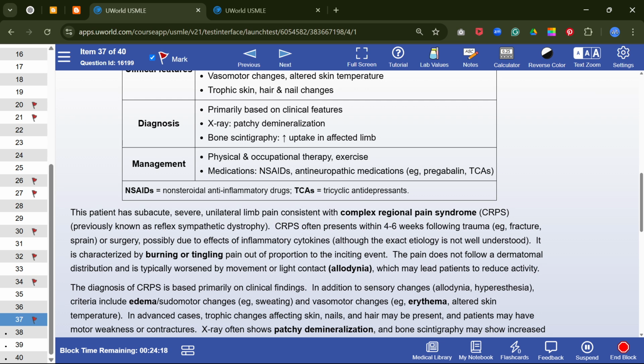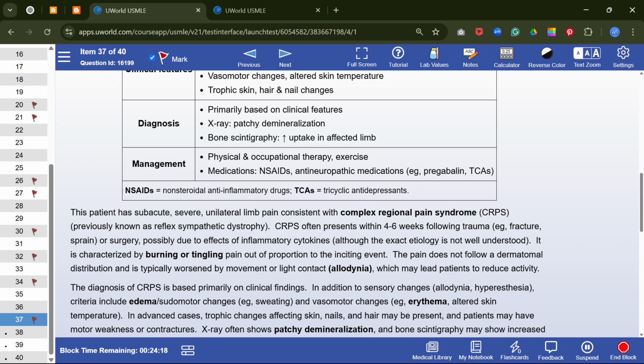CRPS often presents 4 to 6 weeks following trauma, fracture, sprain, or surgery, possibly due to effects of inflammatory cytokines. Although the exact etiology is not understood, it is characterized by burning or tingling pain out of proportion to the inciting event. The pain does not follow a dermatomal distribution and is typically worsened by movement or light contact, allodynia, which may lead to reduced activity.